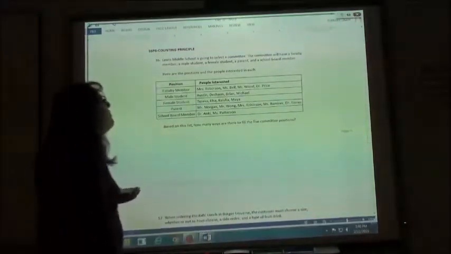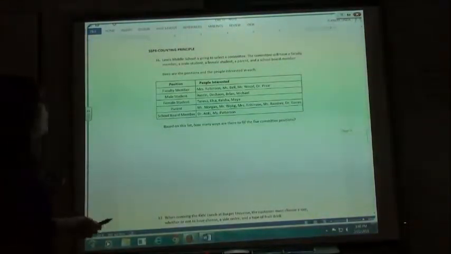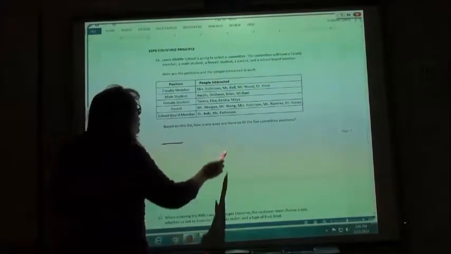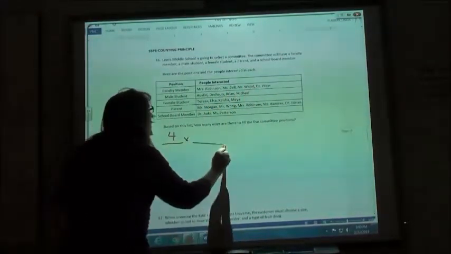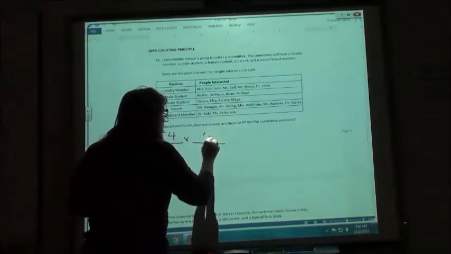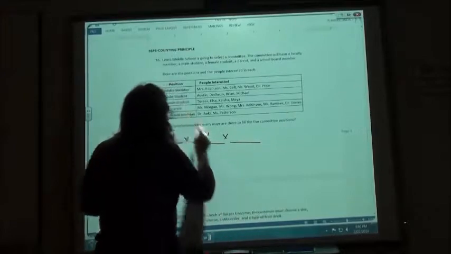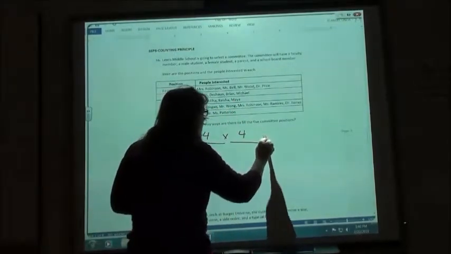This time they just give me a table of values, but I'm going to make a committee of 5 people. I'm going to have a faculty member. I've got 1, 2, 3, 4 of them to choose from. I'm going to have a male student. I have 1, 2, 3, 4 of those to choose from. I'm going to have a female student. I've got 1, 2, 3, 4 of those to choose from.